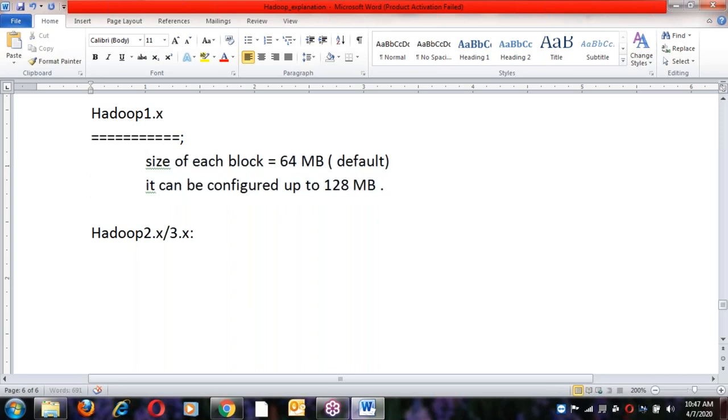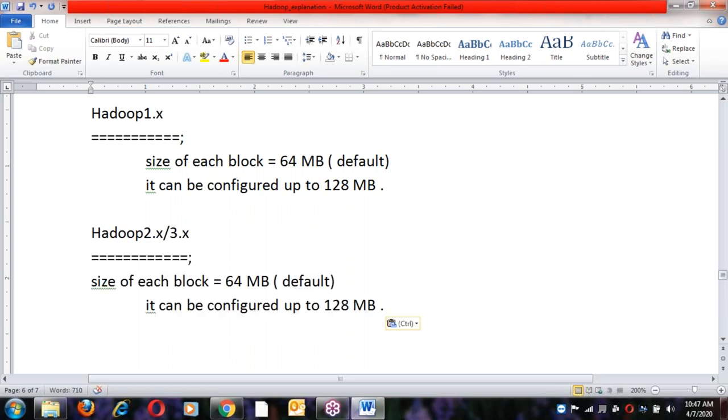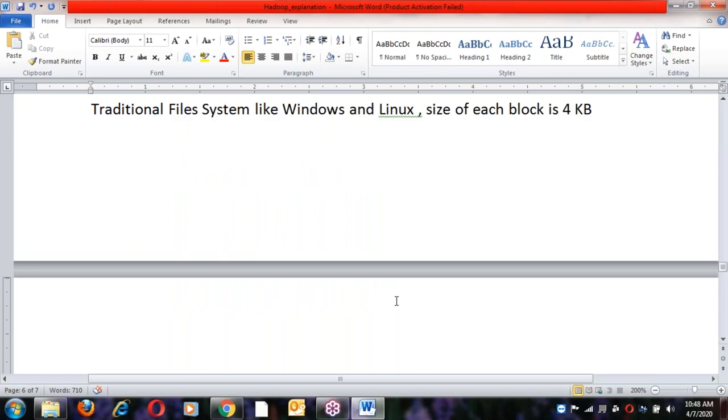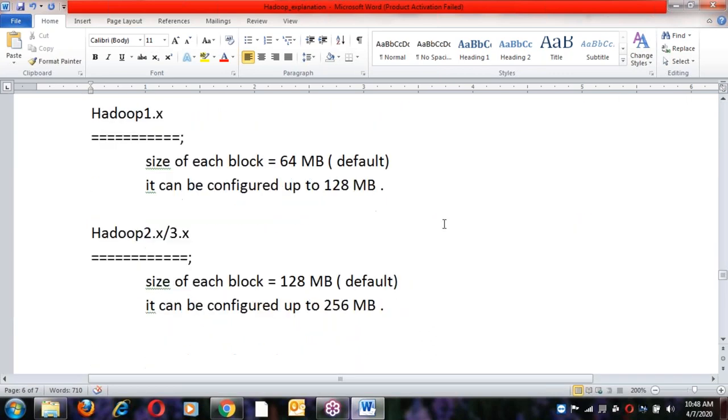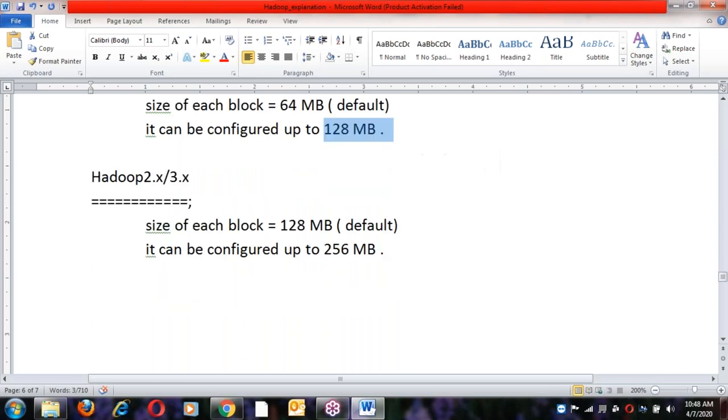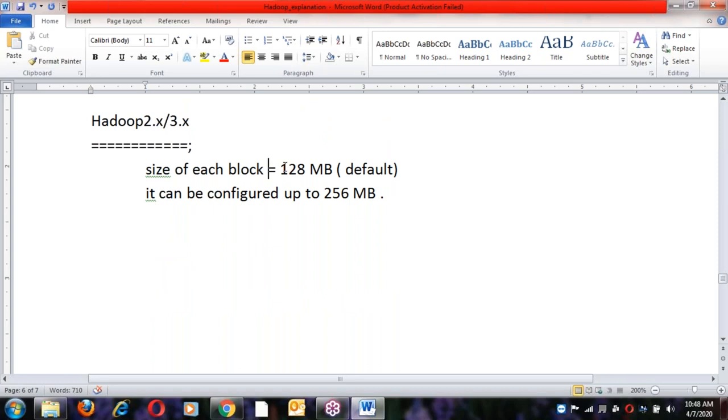Next, Hadoop 2.x and 3.x, both are the same case. The default size of each block is 128 MB, and it can be configured up to 256 MB, which means we can make it double. It's a very big size. In a traditional system it's just 4 KB, but in Hadoop the size of each block is 128 MB. In the 1.x version the default is 64, configurable up to 128. In the 2.x version, the block size is 128 MB, configurable up to 256 MB.